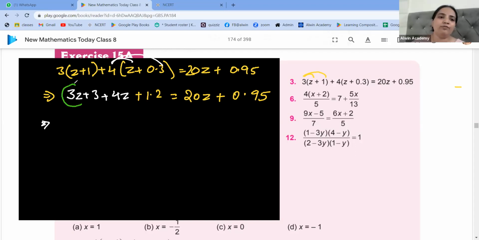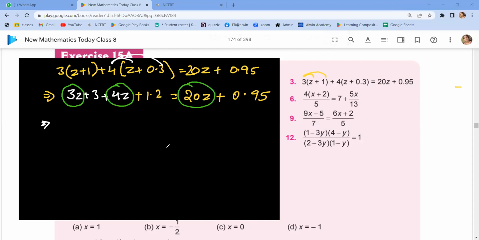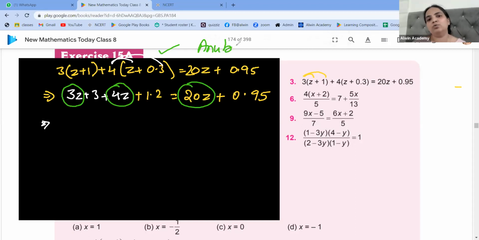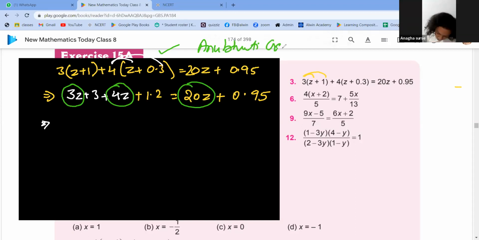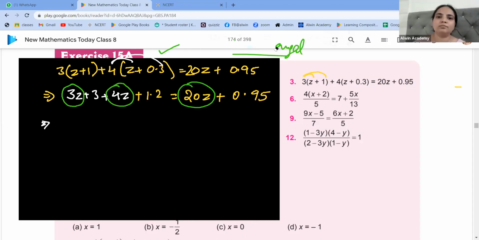Now, let's find out the like terms. This is 3z, 4z and 20z. Ma'am, what are we doing? We are solving exercise 15A of linear equations because we are already done with NCERT. So you can put your heading either on a fresh page or draw a line and write Exercise 15A. Okay. Yes, ma'am.